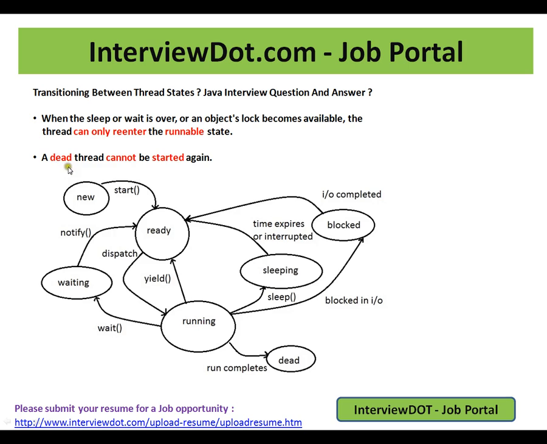A dead thread cannot be started again. Once the run method is completed, once the running state is completed, it becomes dead. If you go to the thread, you will have a run method. Once the run method execution is done, it becomes a dead thread. You cannot start a dead thread again. The interviewer might be asking you, can I start the thread again? No, you will be getting an illegal thread state exception.